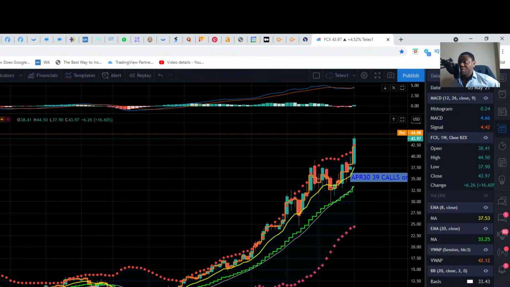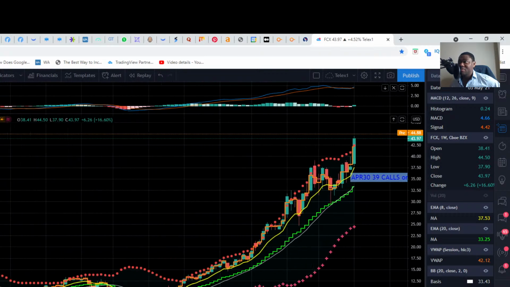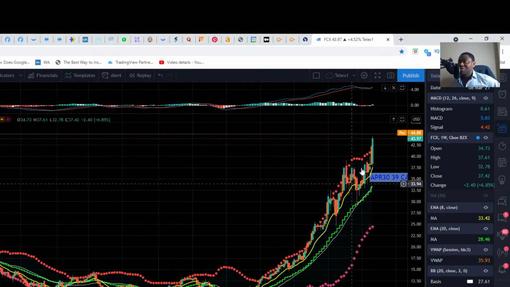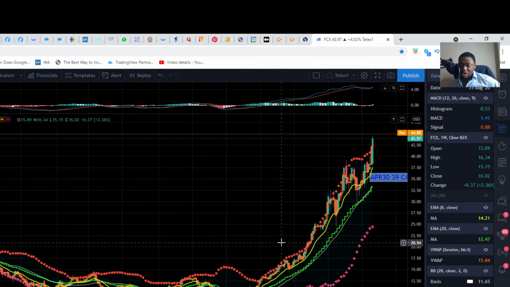Very, very bullish run here. It's not a straight up line, but this is not bad at all. This is almost like a parabolic move here. Hence, for us, we have been taking advantage of these opportunities on this FCX.